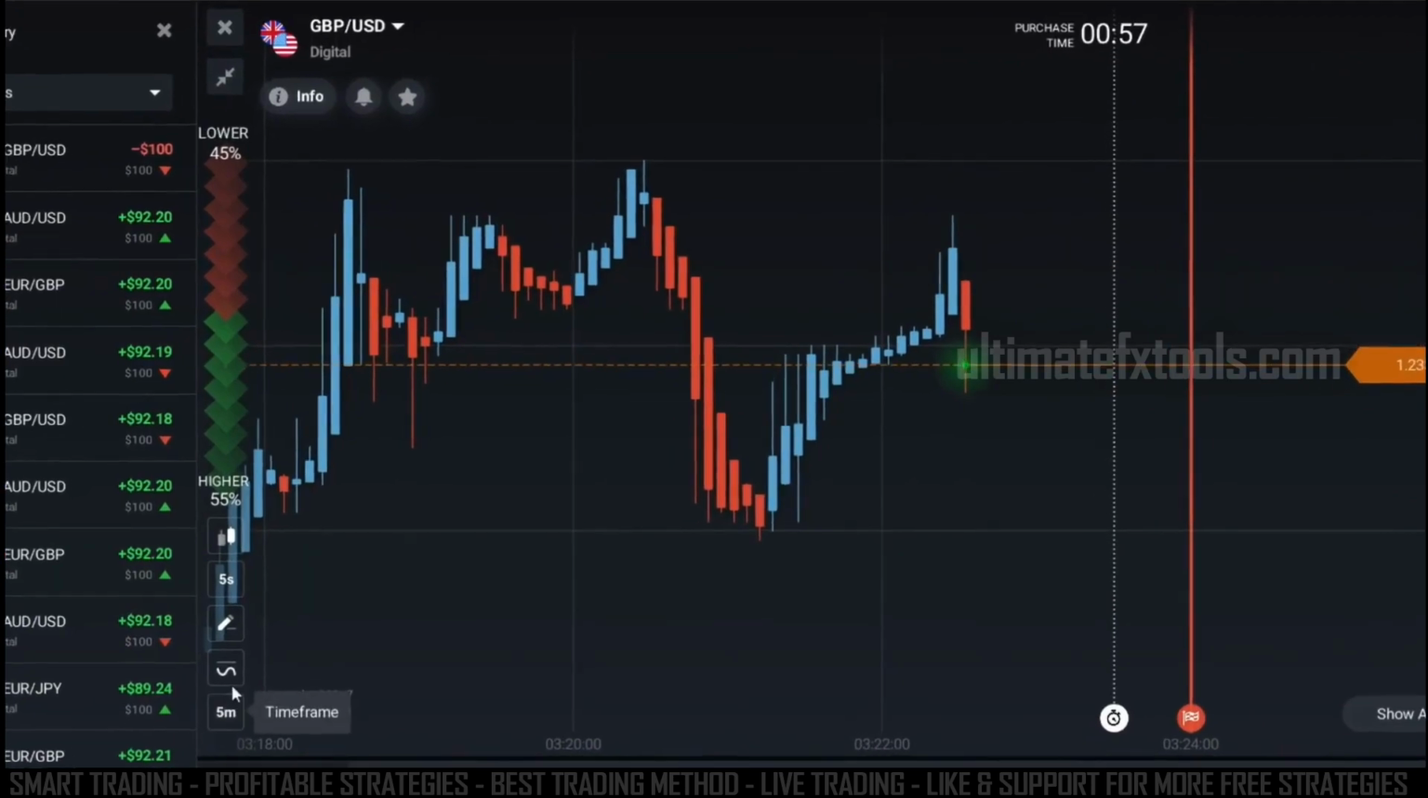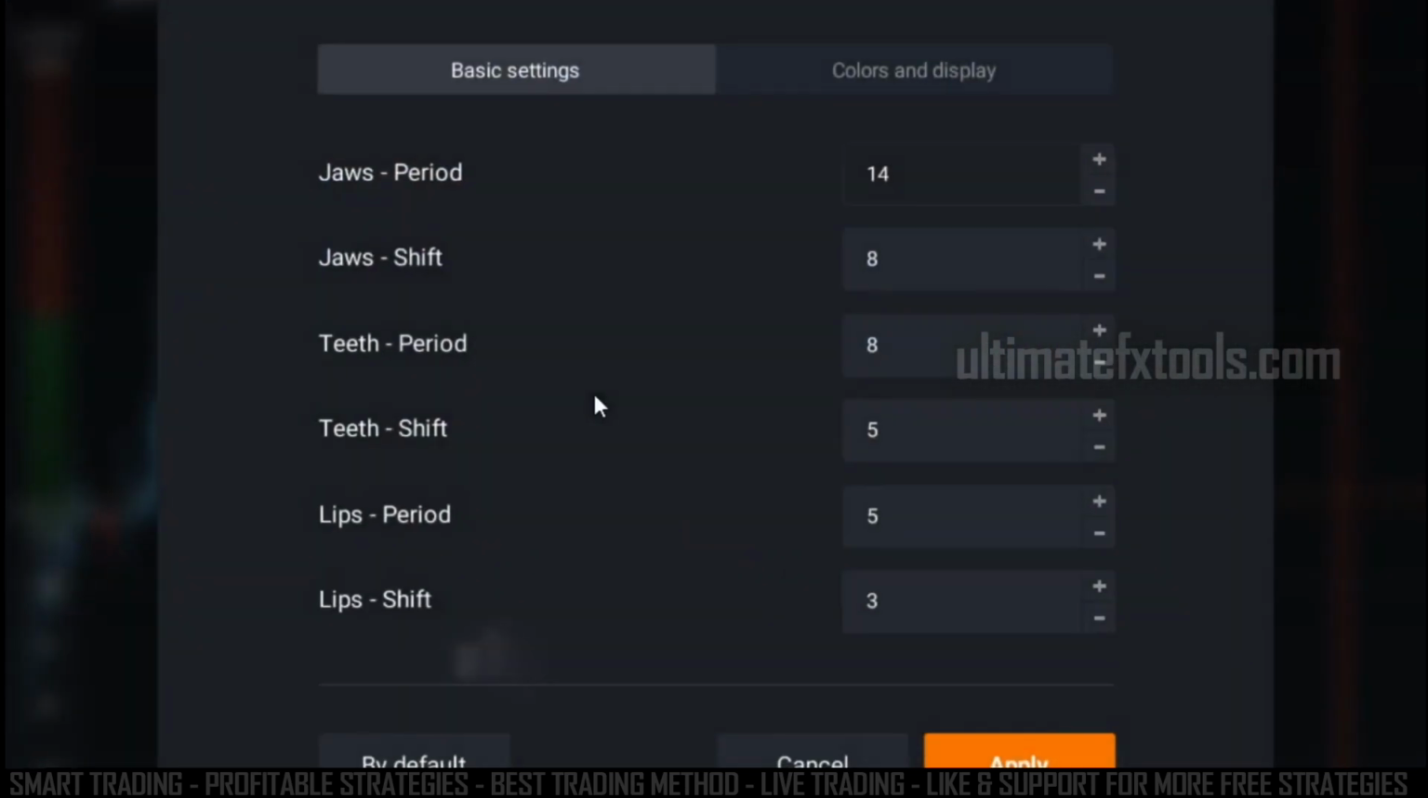Okay, let us add our indicator, the Alligator indicator. I just started to make an experiment to lessen its shift and period by just 1 point. Let's set its Jaw period to 13, Jaw shift to 7, Teeth period to 7, Teeth shift to 4, Lips period to 4, Lips shift to 2.